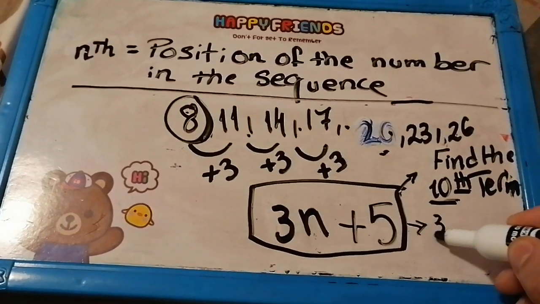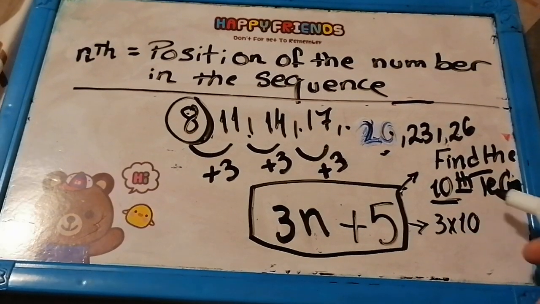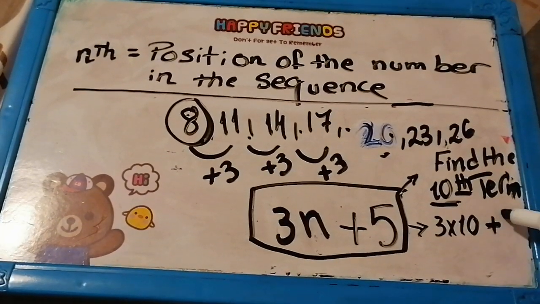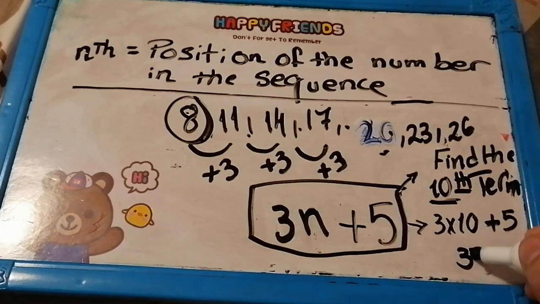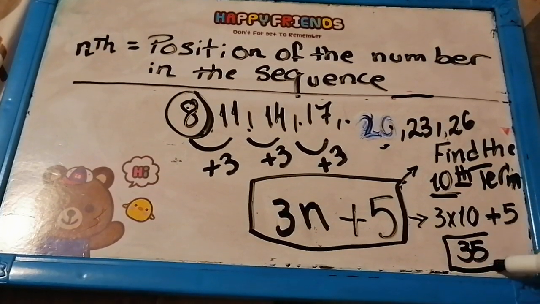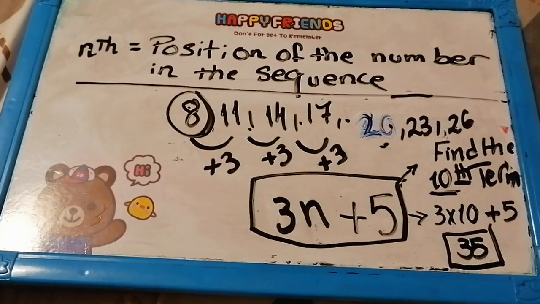What is 3 times 10? It is 30. 30 plus 5, it is 35. So the 10th position in the sequence is 35.